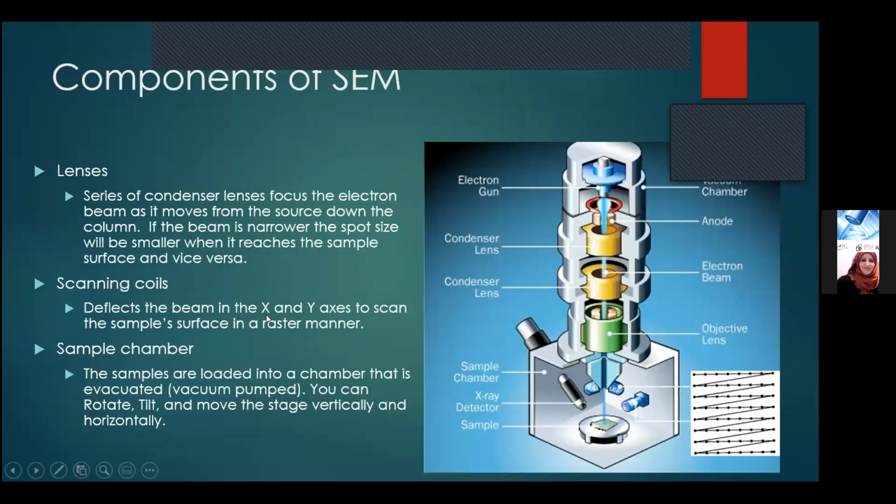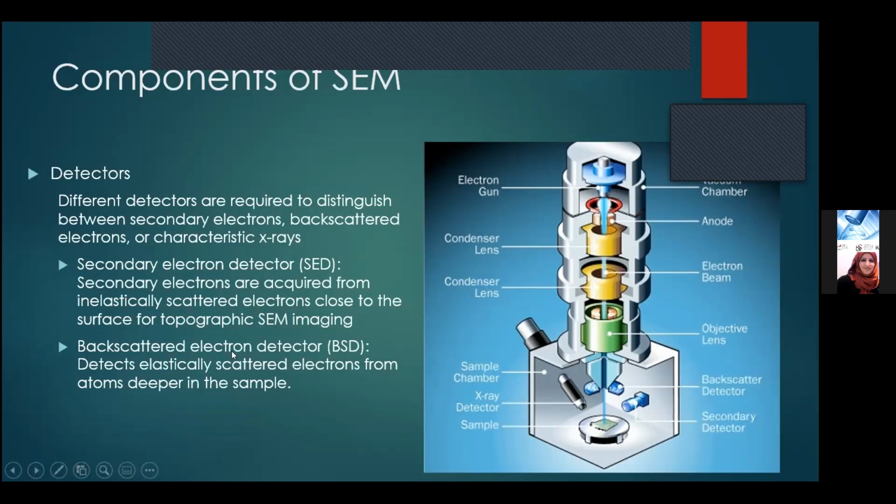Then we have the sample chamber, and that's the final most crucial part before we get to the detectors. The samples are loaded into this chamber, and this chamber is usually evacuated using a vacuum pump. You can rotate and tilt and move the stage up and down and sideways, and that's all very beneficial depending on the sample that you have.